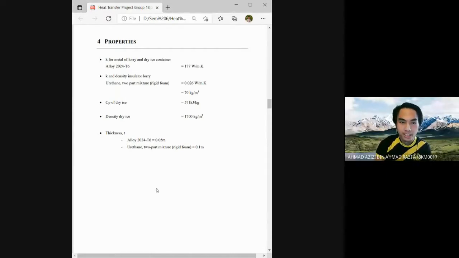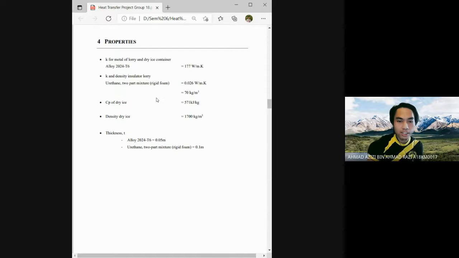Now I will explain the details of the properties that we use in our calculation for this project. For the K value of the metal of the lorry and dry ice container, we choose alloy 2024 T6 with a value of 177 watt per meter Kelvin. For the K value and the density of the insulator for the lorry, we choose urethane two-part mixture rigid foam, where the K value is 0.026 watt per meter Kelvin and the density is 70 kilogram per meter cube.